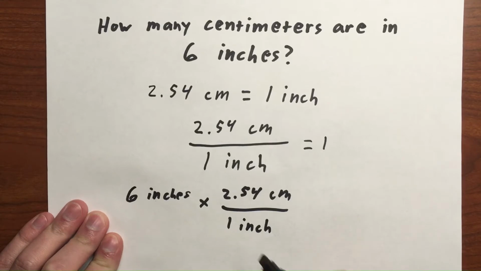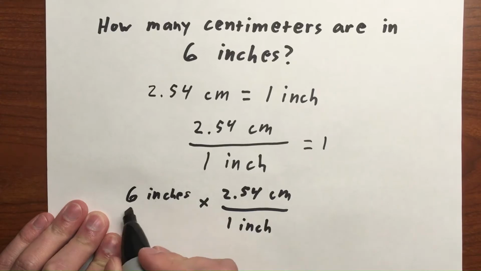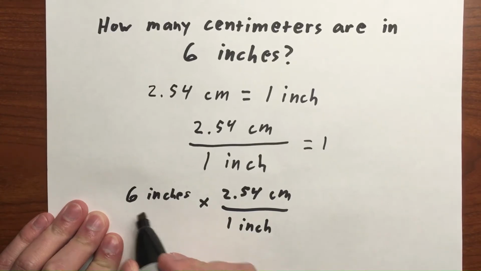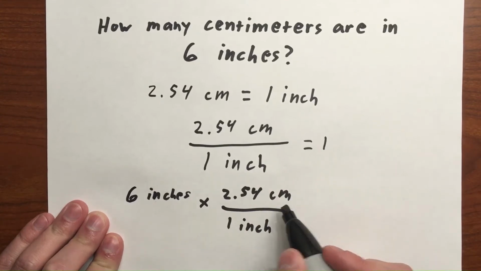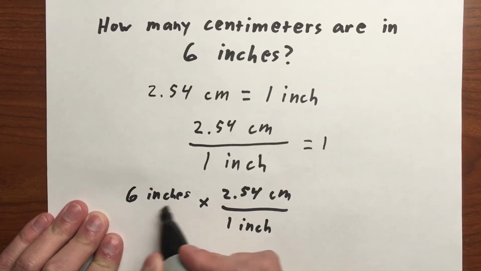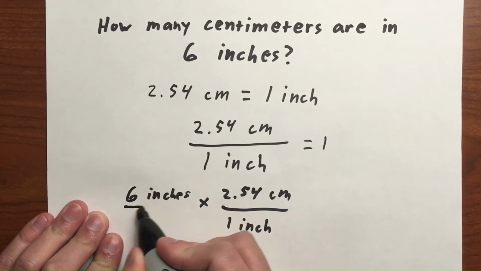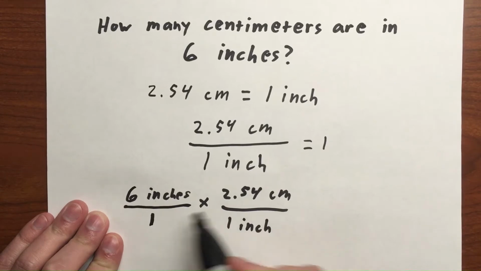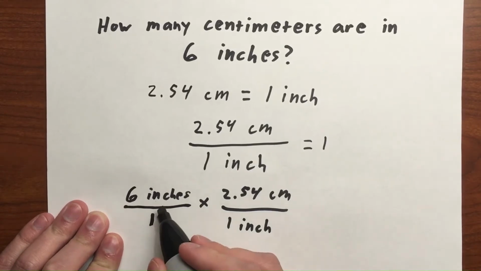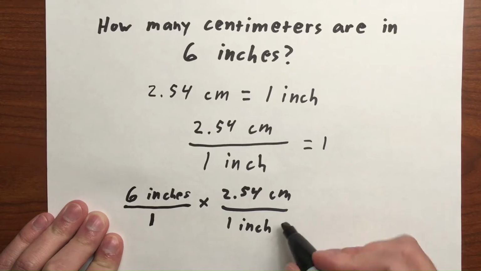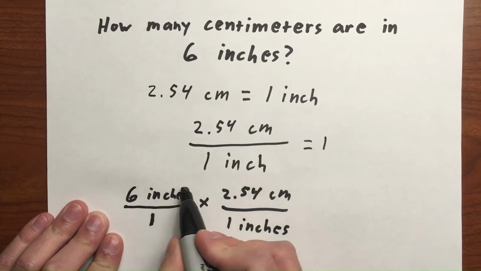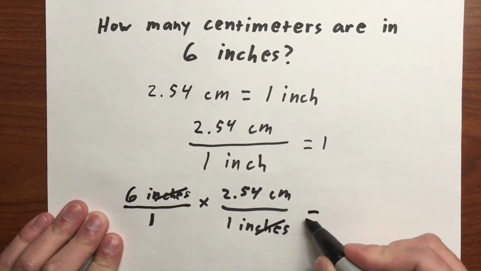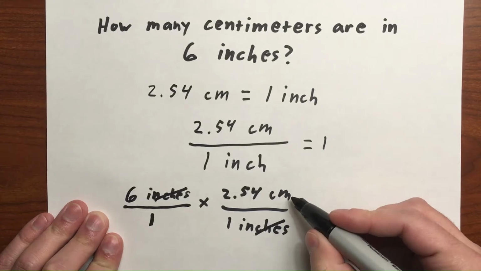And here's how this is going to work. This is basically the same thing as multiplying 6 inches by 1. It's not going to change the 6 inches. It's just going to allow us to convert the inches to centimeters. So we have 6 inches here. We could just write that as 6 inches over 1. So now we have two fractions we're working with. And when we multiply these two together, you're going to see that the inches cancel out, which will leave our answer in centimeters.